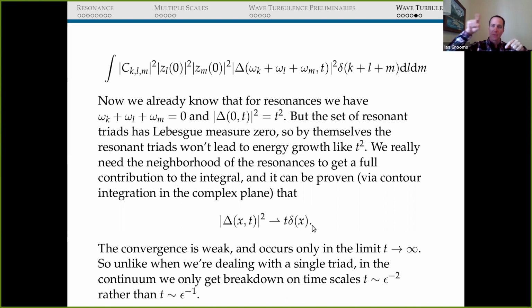So the Lebesgue measure 0 set of resonances, that goes like t squared. But in order to get something that's not 0, you have to fatten that out, and you have to take things that are not just on the resonance, but that are sort of near the resonance. And when you do that, it attenuates the amplitude from t squared down to t. Okay. So that means actually that the breakdown of the asymptotics doesn't occur at time t goes like epsilon inverse. It actually breaks down at t goes like epsilon squared for the PDE.